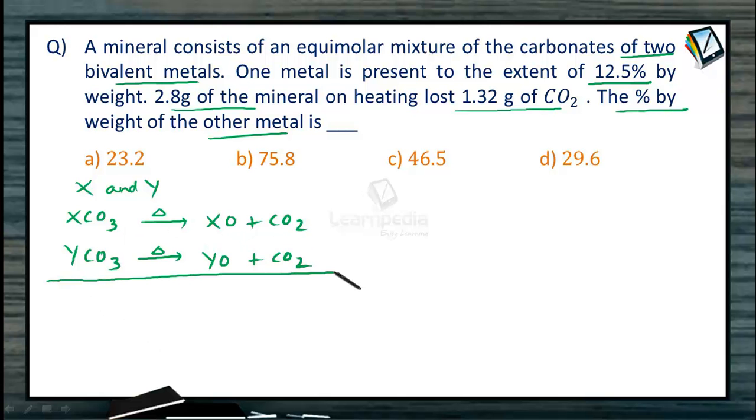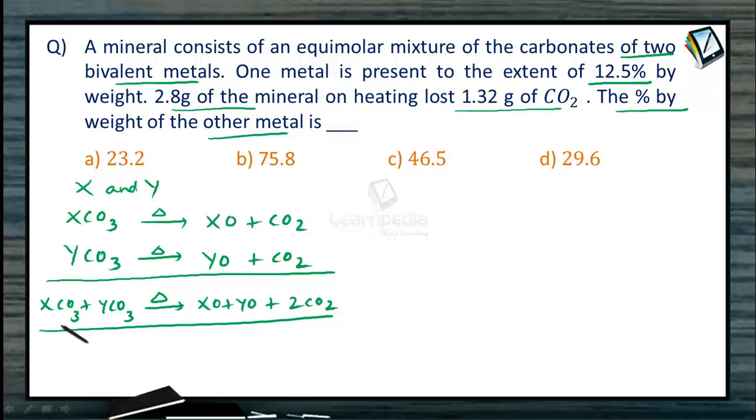So when we add XCO3 and YCO3 together, it gives XO plus YO plus 2 CO2. Isn't it? That means from 1 mole of carbonate of X and 1 mole of carbonate of Y, totally we get 2 moles of carbon dioxide. This is the hint for working out the numerical here. And it is given in the numerical that 2.8 grams of the mineral on heating lost 1.32 grams of carbon dioxide. 2.8 grams of the mineral gives rise to 1.32 grams of carbon dioxide.